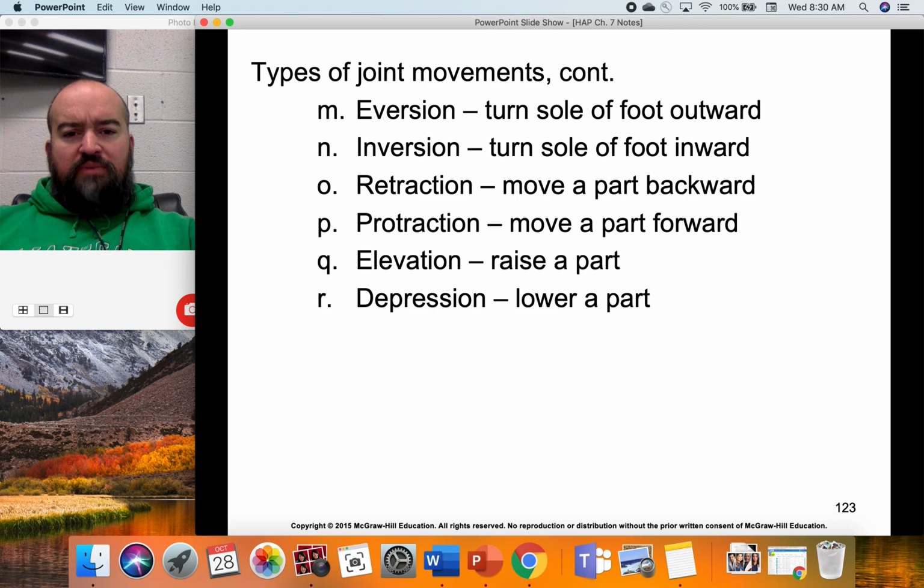Retraction is to move a part back, so like to give myself a double chin is to retract my head. Protraction is moving a part forward, so if I stick it out forward that way, you can do that with your jaw as well. Elevation is to raise a part. I can elevate my shoulders. Depression is to lower a part.